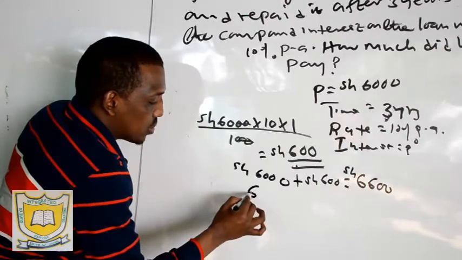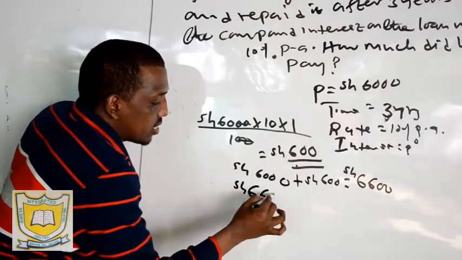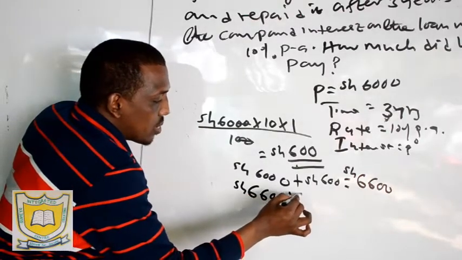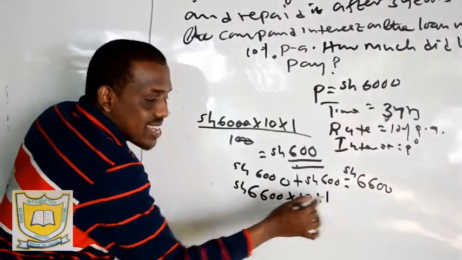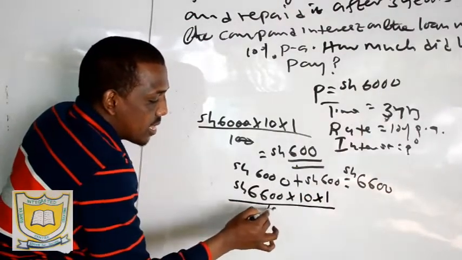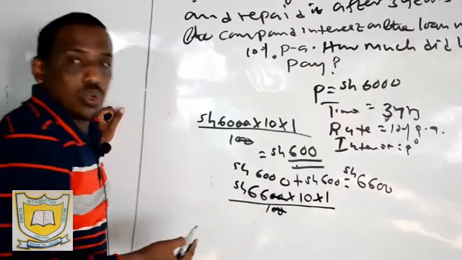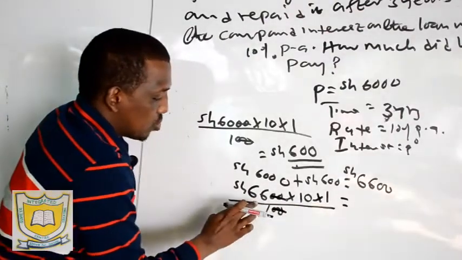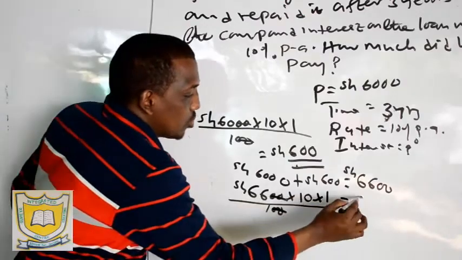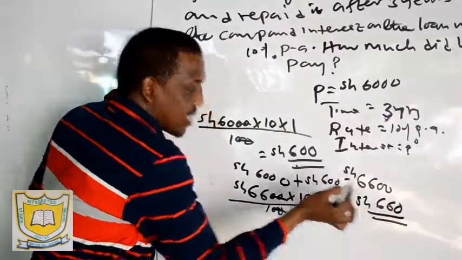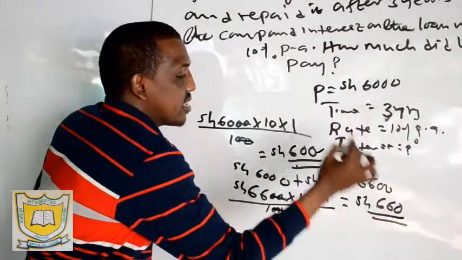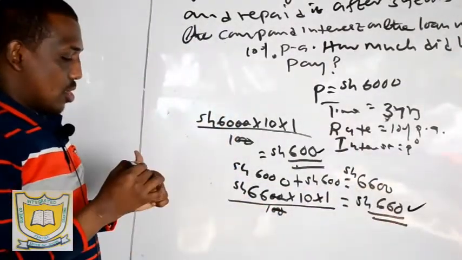So 6,600 shillings times rate, the same, times time, the second year, over 100. Cancel, cancel. So what is remaining here? You say 66 times 10, you will get shillings 660. You underline like that. So this is the first year interest, and this is the second year interest.